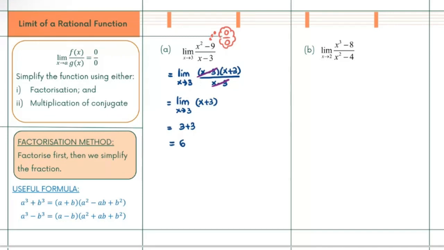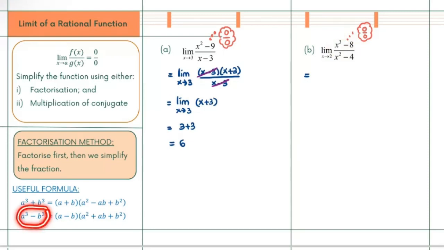Okay, now saya tunjuk lagi sekali. So cuba kirakan dalam kepala je. 2 kuasa 3 dapat 8, 8 tolak 8 dapat kosong. 2 kuasa 2 dapat 4, 4 tolak 4 dapat kosong. So bila dalam kepala tu kamu kira, kamu dapat 0 over 0. Okay, so 0 over 0 kita buat apa? Either factorize ataupun conjugate. So kat sini saya nampak, x cube minus 8. Kita boleh factorize. So ini saya gunakan formula inilah.